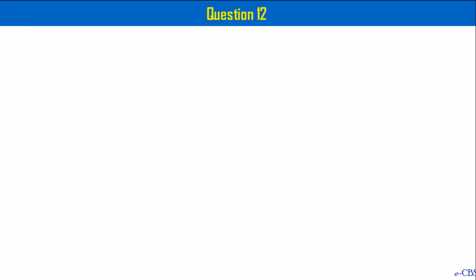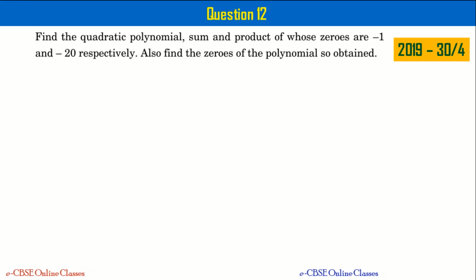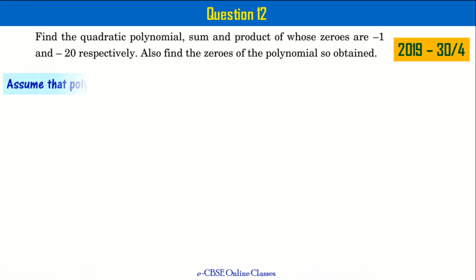Let's now take a look at question number 12. That is, find the quadratic polynomial, sum and product of whose zeros are minus 1 and 20 respectively. This kind of problem we have already solved many a times, right? But here we are asked to do something extra, that is also find the zeros of the polynomial so obtained. This is from year 2019, set number 4.